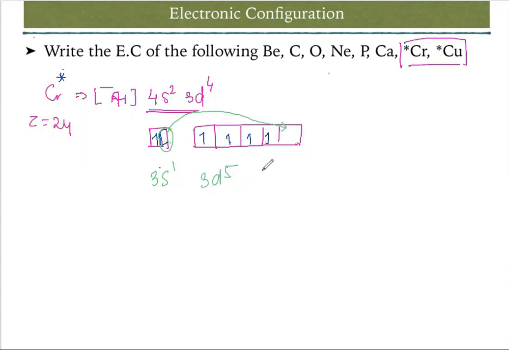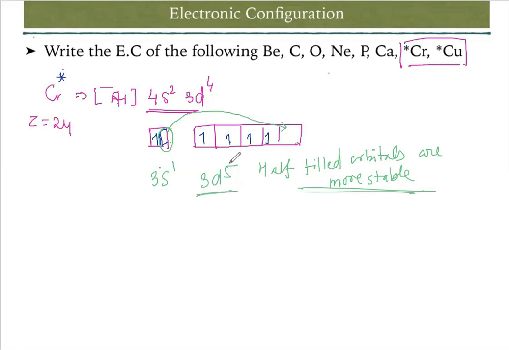So what is the reason for this electronic configuration? The reason is half-filled orbitals are more stable. More stable. Okay, you just remember, because this is completely half filled, right? 5 electrons are there, that means half filled. So that is more stable. So next we will do copper. So the atomic number of copper is Z is equal to 29.